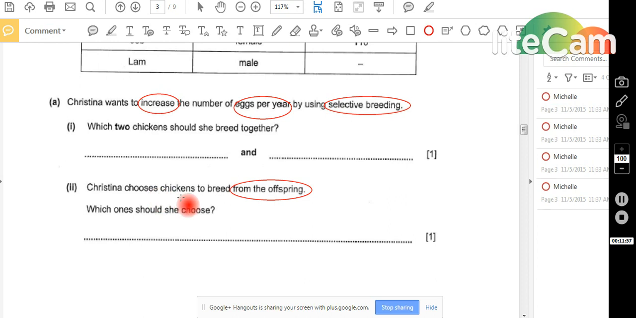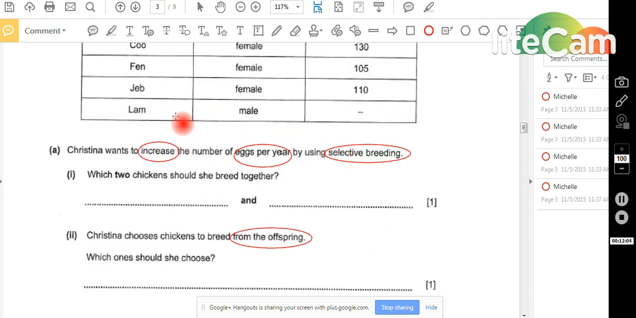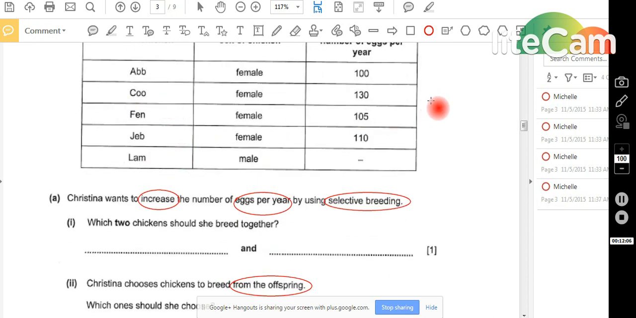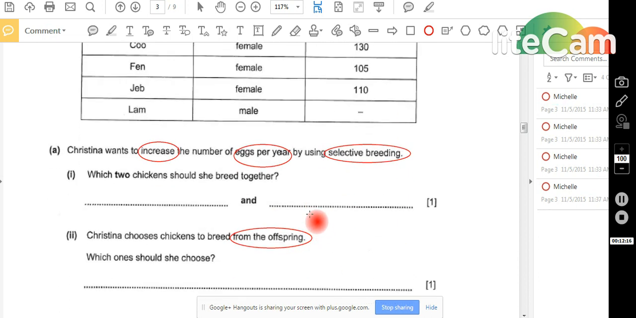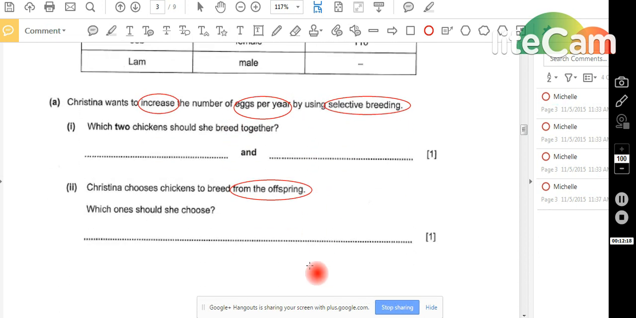Christina chooses chickens to breed from the offspring. So we're dealing with the offspring of Lamb and Coo. We don't know what they are. We don't have names for them. We don't know anything about them. All we know is that she wants to increase the number of eggs laid per year. So if she has to choose from the offspring, the chickens that she wants to continue to breed with, which ones would she choose?